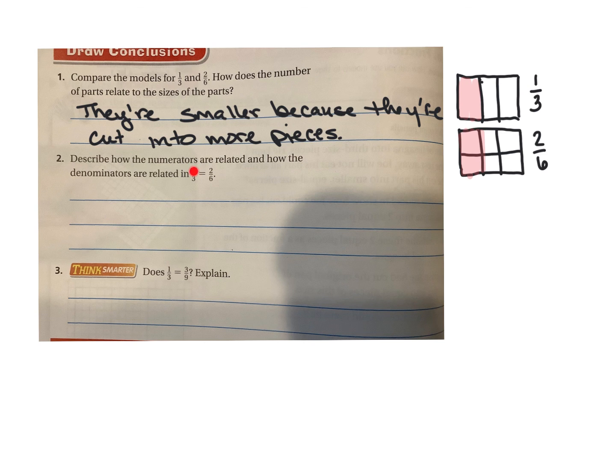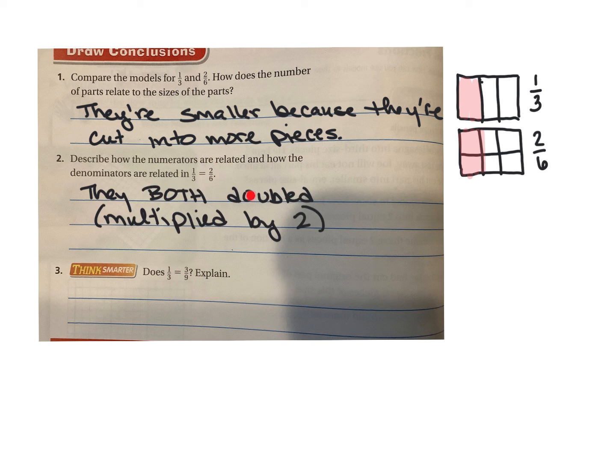So here, if I multiply 1 by 2, I get 2. As long as I multiply 3 by 2 also, then it would be 6. Then I stay equivalent. So I just wrote here, they both doubled. The numerator doubled and the denominator doubled, meaning they both got multiplied by 2. Well, let's take that same reasoning.